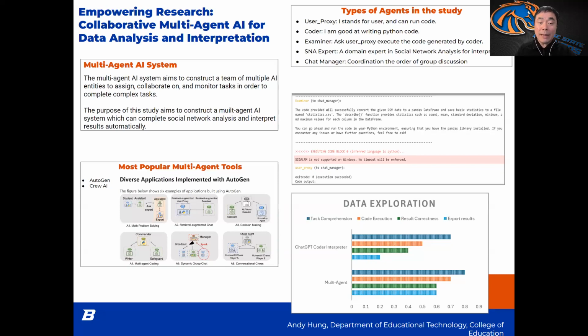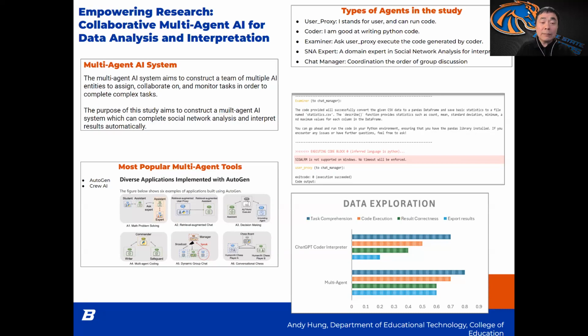The concept of a multi-agent tool actually is not new. However, due to the recent progress in large language models, the potential of multi-agent tools has attracted a lot of attention. The most famous frameworks available at this point are AutoGen and CrewAI. And these frameworks allow you to construct a team with multiple AI entities. The entities can be large language models, other machine learning algorithms, or even other office tools.